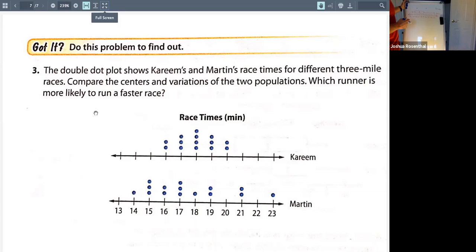Let me just make sure there's still 15 data points. 1, 2, 3, 4, 5, 6. Oh no, there's only 14. So Martin had 15 attempts. Kareem only had 14 attempts. Okay, so it's slightly different. So it would be the 7th and the 8th, and they're both on 18. It's going to be a nice symmetrical box.